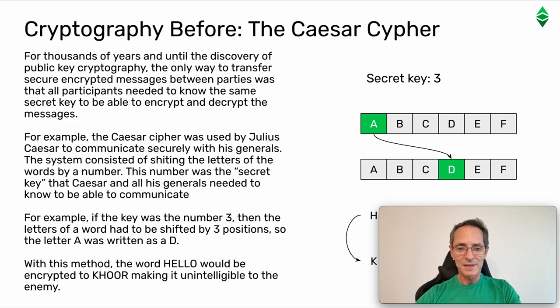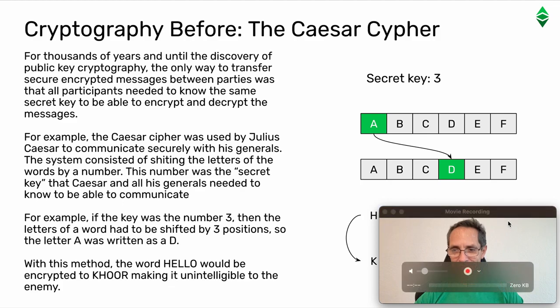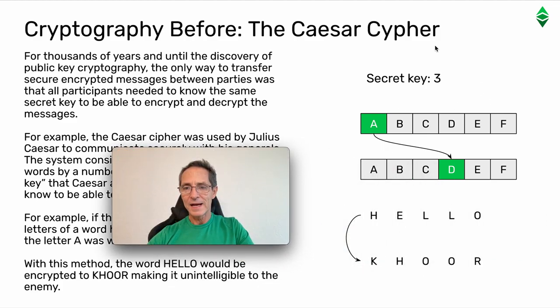For example, if the key was the number 3, then the letters of a word had to be shifted by 3 positions, so the letter A was written as a D. With this method, the word hello would be encrypted to khoor, making it unintelligible to the enemy. So in this diagram, Caesar and all of his generals knew that the secret key was 3, and this meant that all the letters of the alphabet had to be shifted by 3 positions. So the A was D, the B was E, and so on.